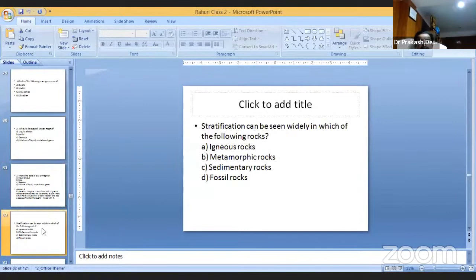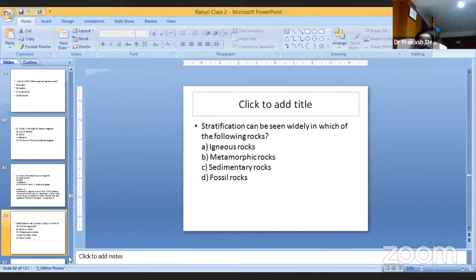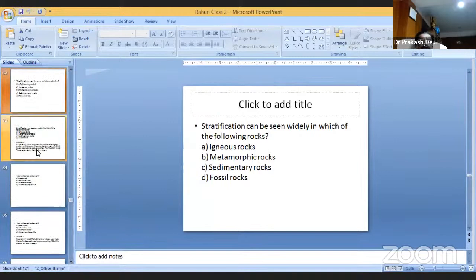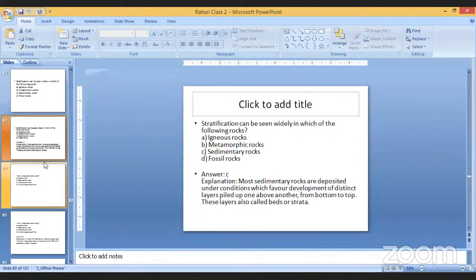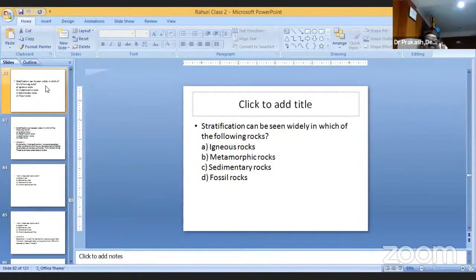And then, stratification can be seen widely in which of the following rocks? Stratified rocks. Sedimentary rock. Sedimentary rocks. Yes, sir. Sedimentary rock. Sir, and what is foliated rock? Foliated means like a sheet-like arrangement.